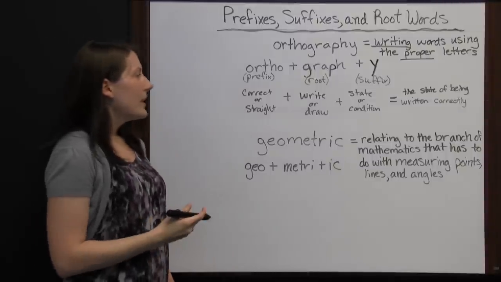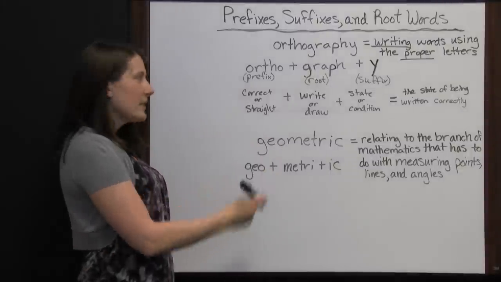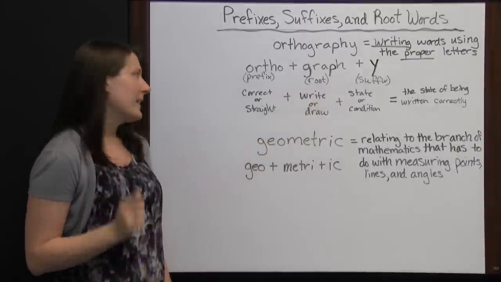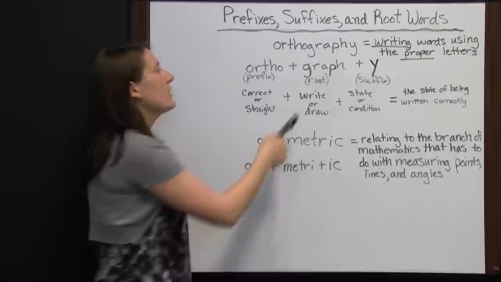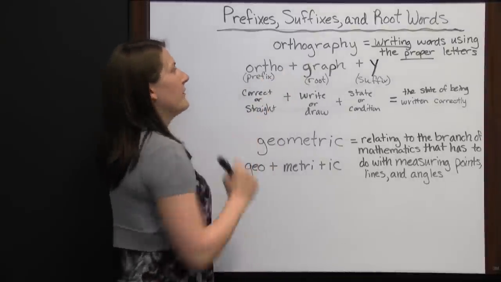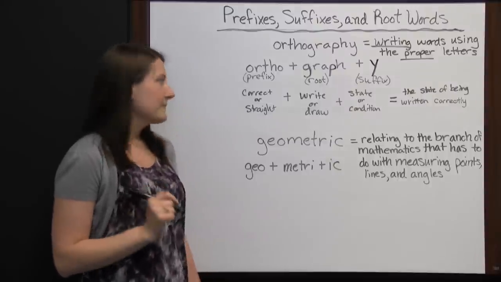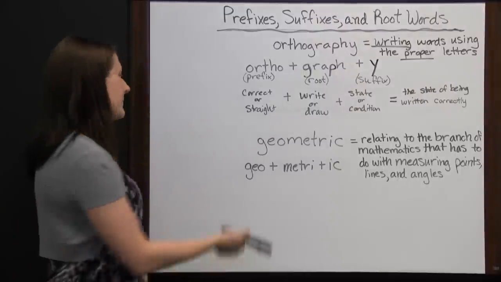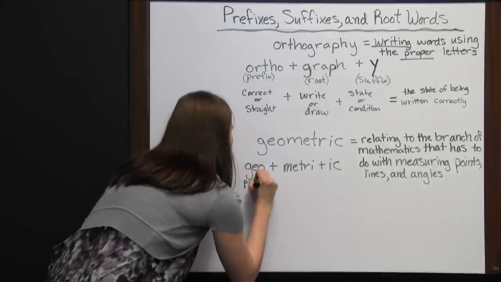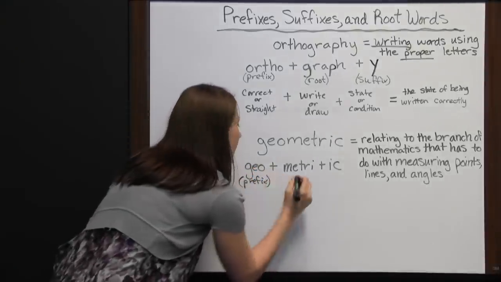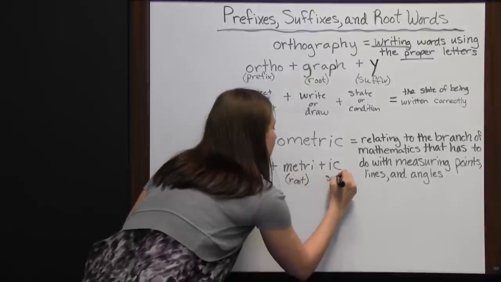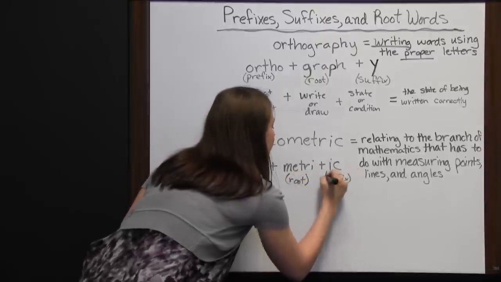So you got a pretty good idea just by breaking the words down into a prefix, a root word, and a suffix, and figuring out what those meant. And even if you only knew graph had something to do with writing, you would have an idea that orthography had to do something with writing. Let's look at another example. Geometric. We'll break it down into our prefix, geo, our root word, meter, and our suffix, ic.